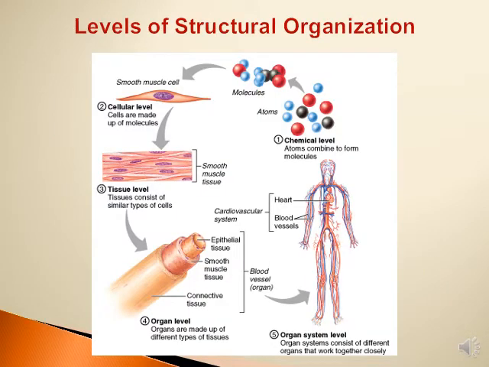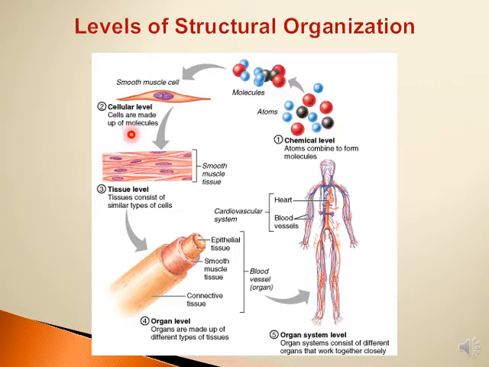Here we can see the different levels of organization, and we can see here the first level, which is the chemical level, where atoms combine together to form molecules. And so you can see different atoms of different types. They combine to give me different molecules. These molecules in very large numbers can combine to form the different components of a cell, and in this example we see the smooth muscle cell. So the molecules will give me cells, and this is called the cellular level of organization. As you see here, cells are made up of molecules.